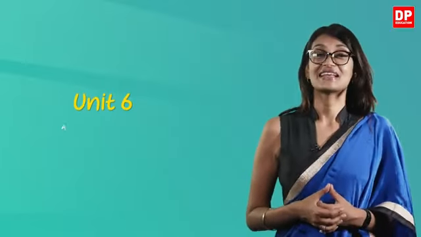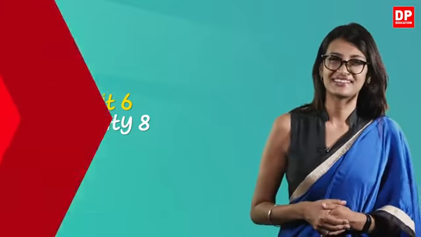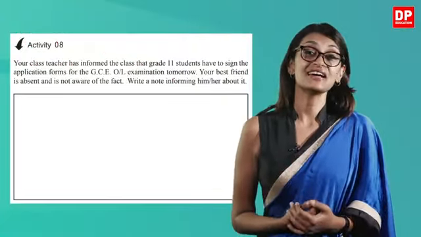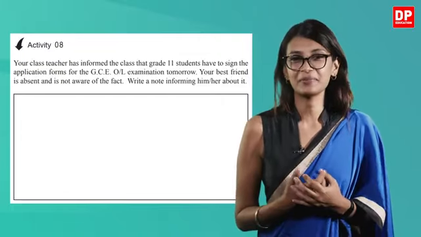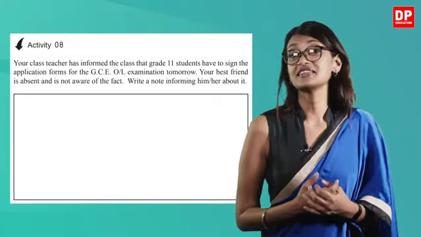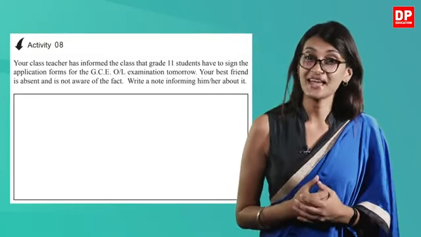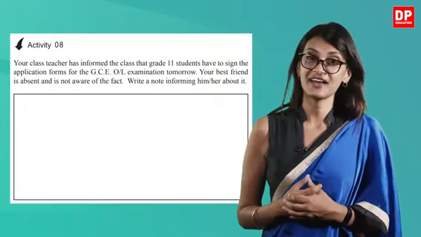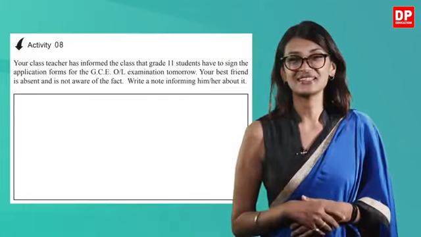Now turn to page 65 in your student workbook. Look at Unit 6, Activity 8. Let's read the question together. Your class teacher has informed the class that grade 11 students have to sign the application forms for the GCE O-level examination tomorrow. Your best friend is absent and not aware of the fact. Write a note informing him or her about it.